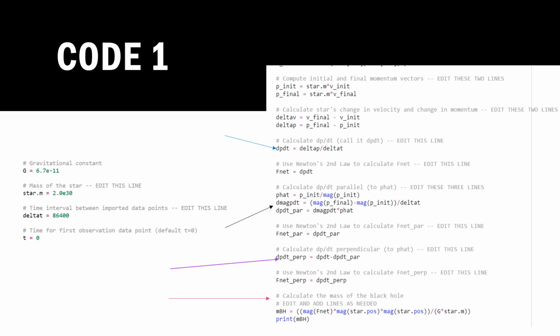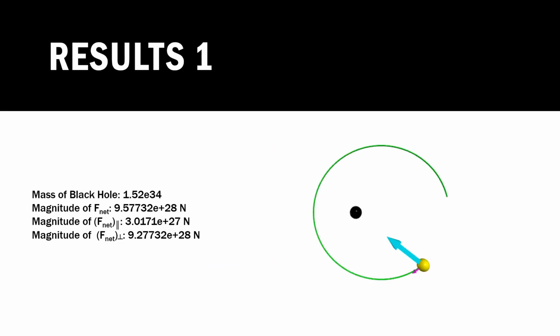The results of this code give us that the mass of the black hole is 1.52 times 10 to the 34th. The magnitude of F, or the forces, is 9.57 times 10 to the 28th. Along with this, the component of F net parallel is 3 times 10 to the 27th, and the magnitude of F net perpendicular is 9 times 10 to the 28th.